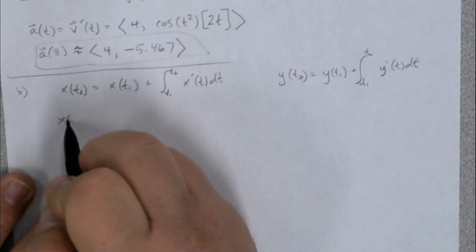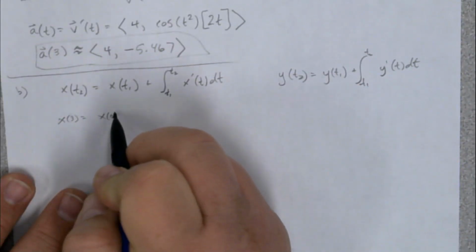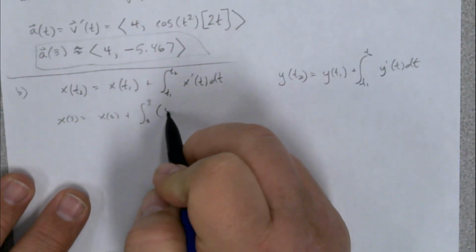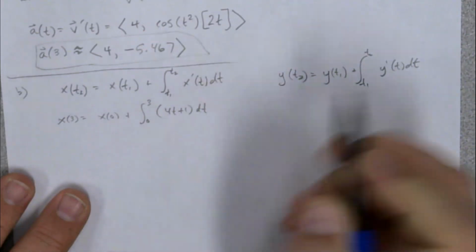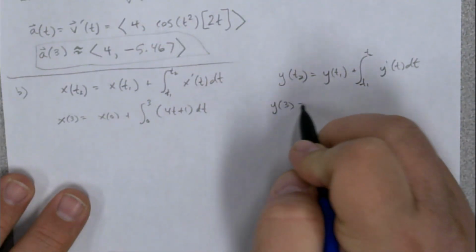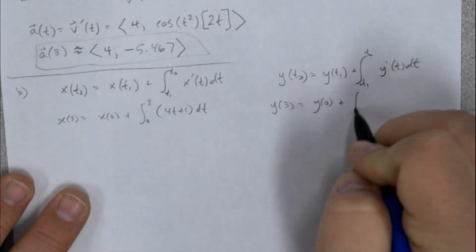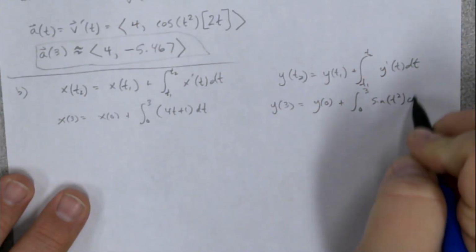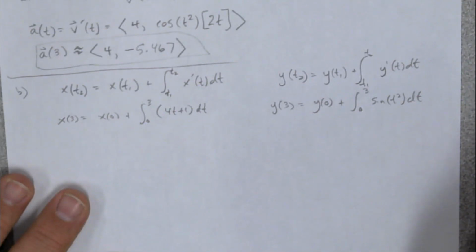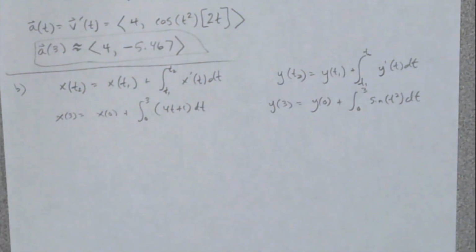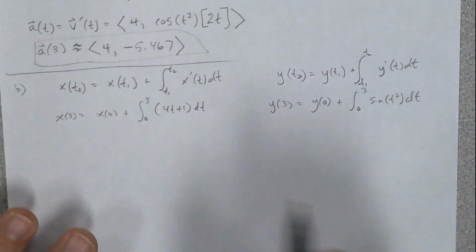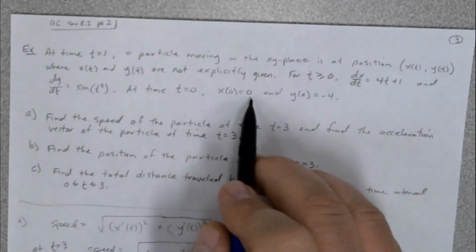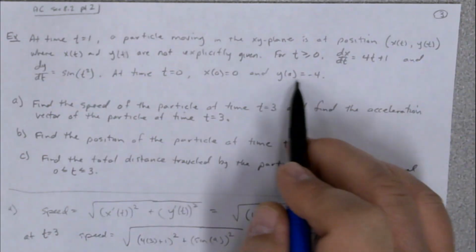So here's x of 3 is x at 0, plus the integral from 0 to 3, and then x prime is 4t plus 1. That was all given to us. And then y of 3 is y at 0, plus the integral from 0 to 3 of the sine of t squared dt. Okay, you can try and do it by hand, but if it's a calculator exercise, please use the calculator. Do not do any of this stuff by hand. And so this right here is going to be 0. They gave us that. Remember, x of 0 is 0, and y of 0 is negative 4.